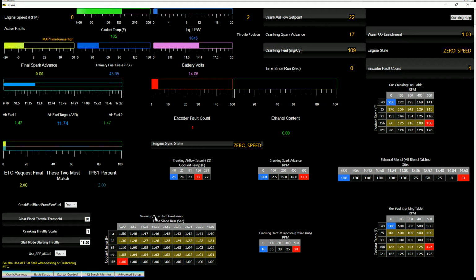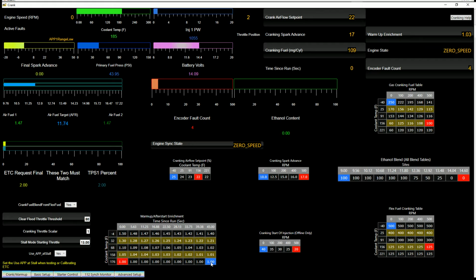Okay, then we come into the warm-up after start enrichment table. This table does two things. It does warm-up based on time since run, and then it does warm-up based on temperature. So run time is your horizontal axis. Based on whatever temperature you're going to fire it up, it's going to be that much multiplier until it gets to this amount of time. Then it stays there until it warms up and gets down to your warm-up number.